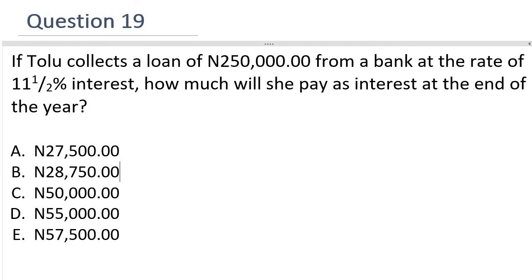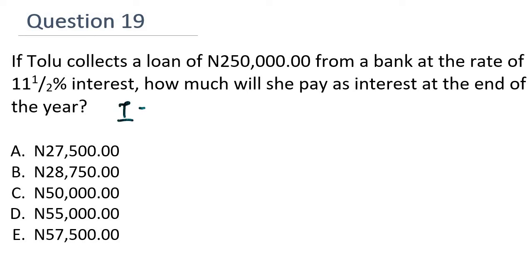Question 19 says, if Tolu collects a loan of 250,000 naira from a bank at the rate of 11.5% interest, how much will she pay as interest at the end of the year? All you need to do is to find simple interest. So interest is principal times rate times time divided by 100.